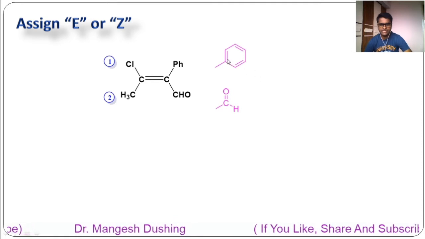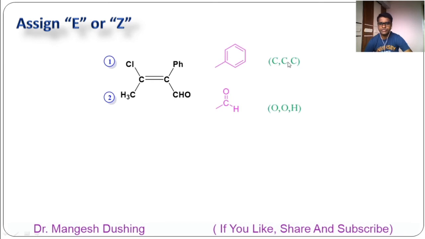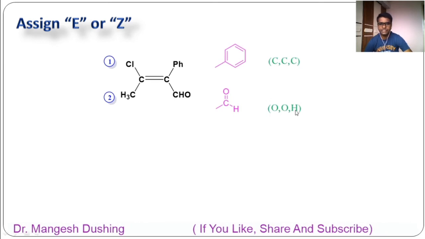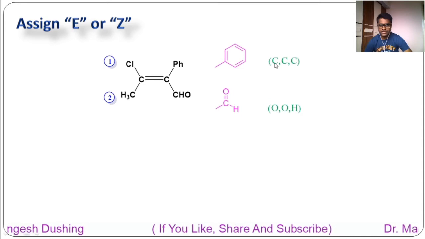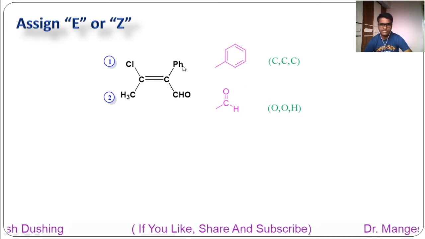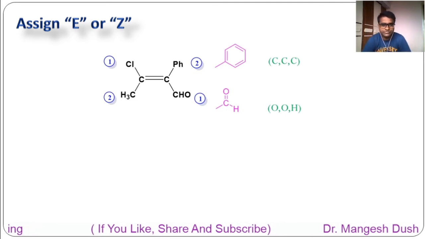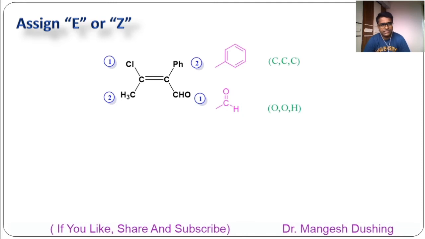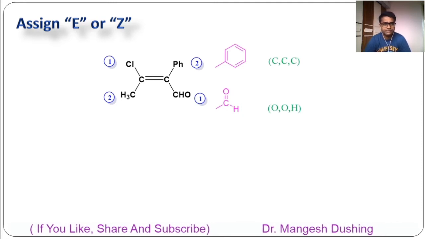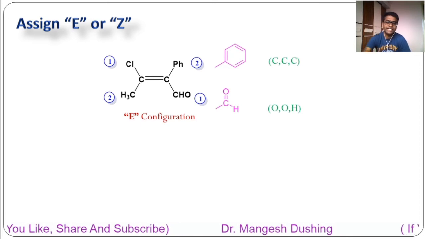Here in this case carbon, carbon and carbon. See here, carbon, carbon and carbon, oxygen, oxygen and hydrogen. Compare: the first atom is oxygen, the first atom is carbon. So this will get the first priority, this will get the second priority. Correct. Now what is this isomer? Yes, similar groups are on the opposite side. So this isomer will be E isomer. Now next example.